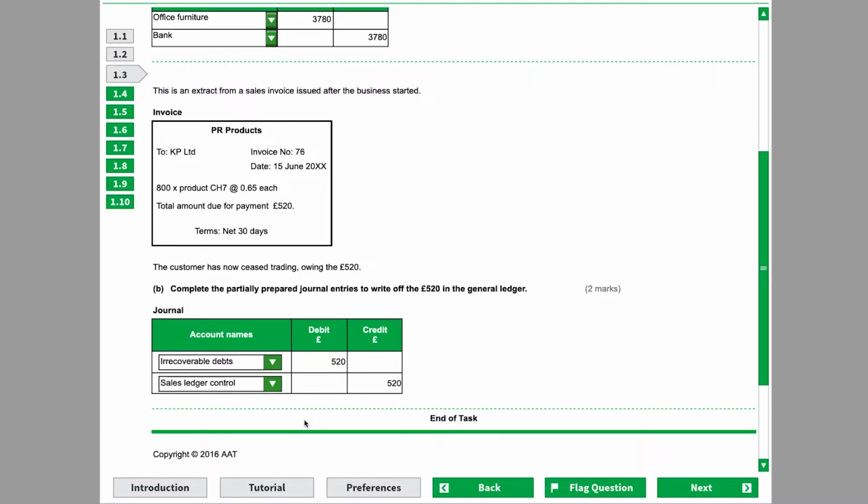And that covers task 3. Again, nothing too painful there. And with that in mind, let's jump straight into task 4.